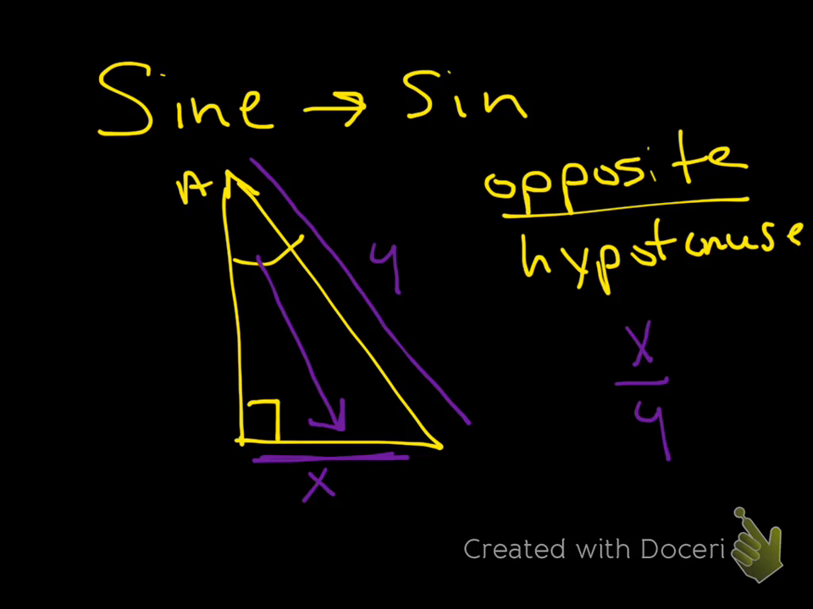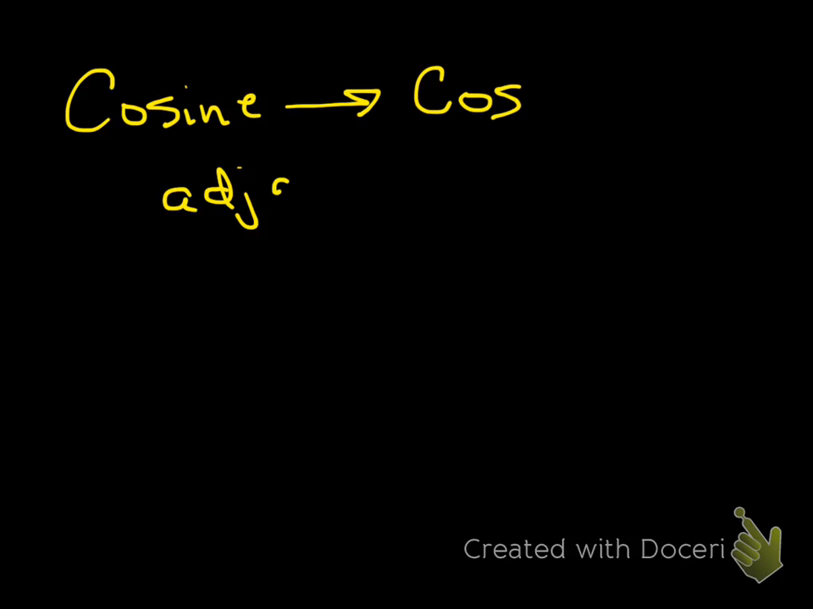Now luckily you do have your formula chart, so you don't necessarily have to memorize it. But we'll talk about a way that you can memorize it here in a second. All right, so cosine. Its abbreviation is COS. That one is equal to the ratio of the adjacent leg to the hypotenuse.